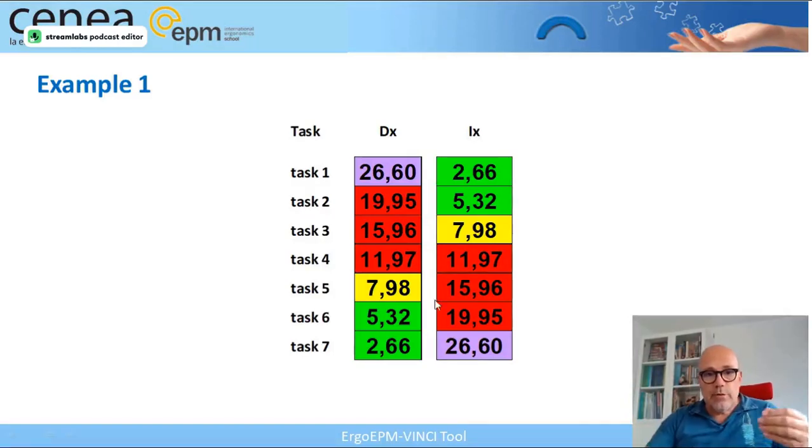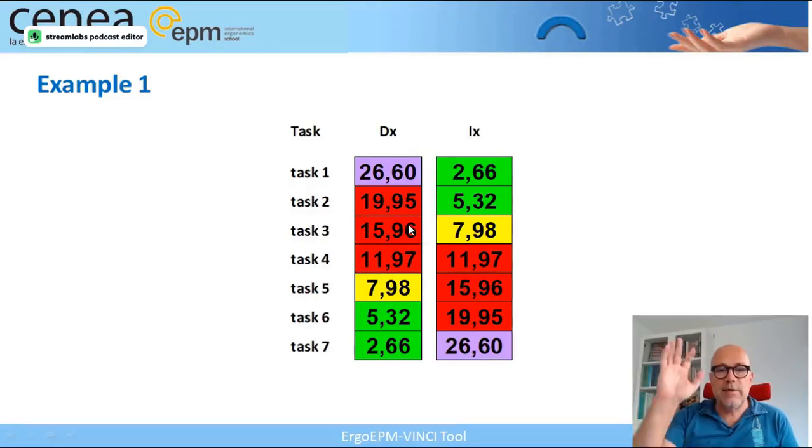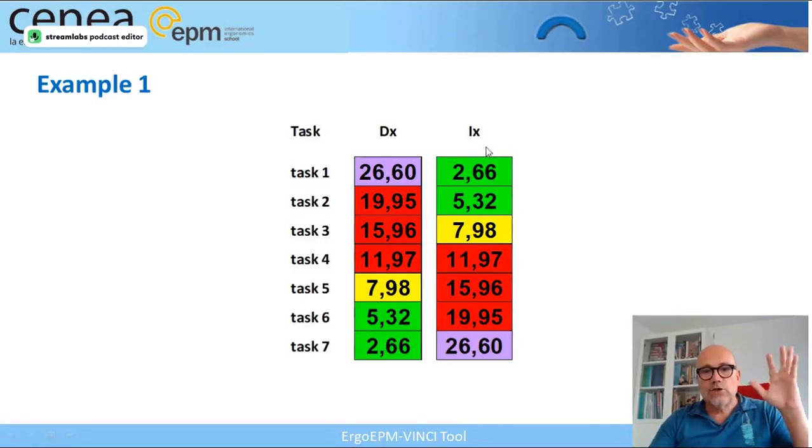An example where we have 7 different tasks with OCRA indices. The first column is the risk in the right upper extremity, and then the risk in the left upper extremity. In the second column, these risks are the risk index that a person would have who spent all day doing that task throughout the year. Same for task 2, task 3, task 4.